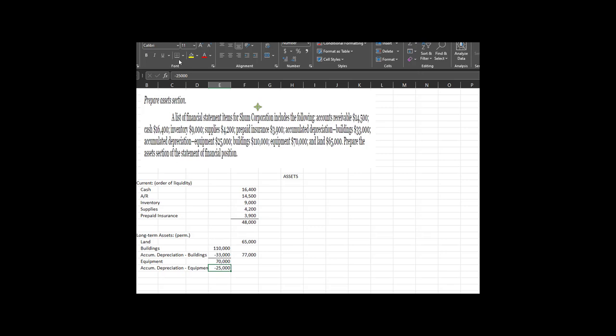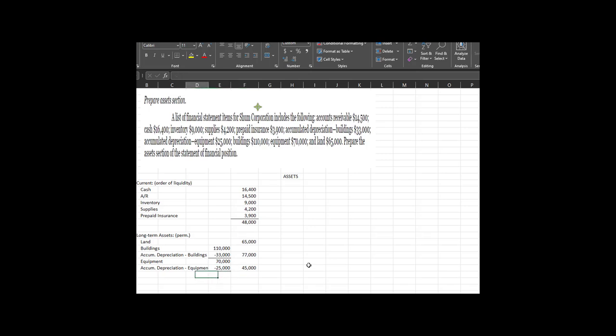We're gonna do another subtotal. We spent $70,000 on our equipment. $25,000 has been used up, and we have a net book value of our equipment of, I don't know why it says negative. Let's see. Sorry. $70,000 minus $25,000 equals net book value of $45,000.